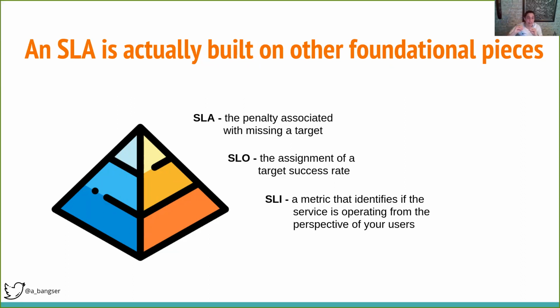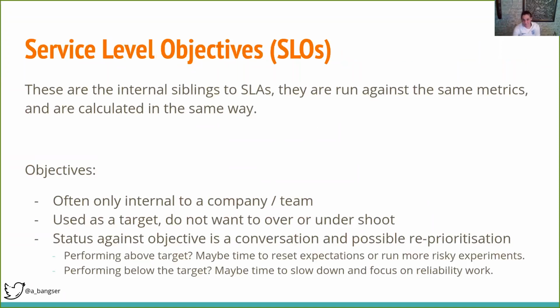And so an SLI is the metric that identifies if the service is operating. Gonna dive in a little bit deeper. I'm still using 3-letter acronyms. Promise I'm getting past those on the next slide. So we step down from the service level, the SLA, and we're saying, okay, what is our SLO? What is our service level objective, which does not have a user-facing penalty if we miss it?